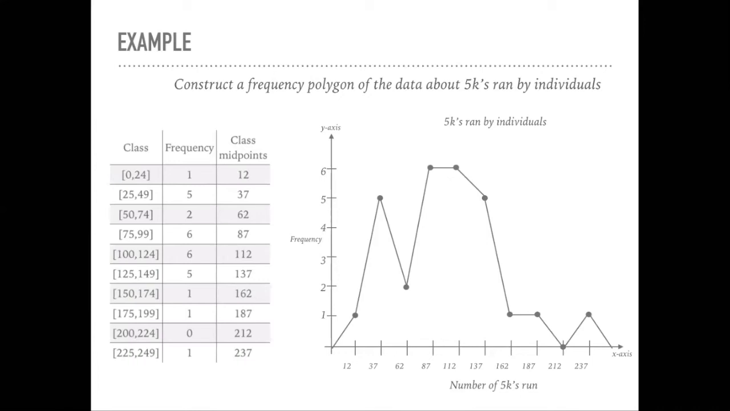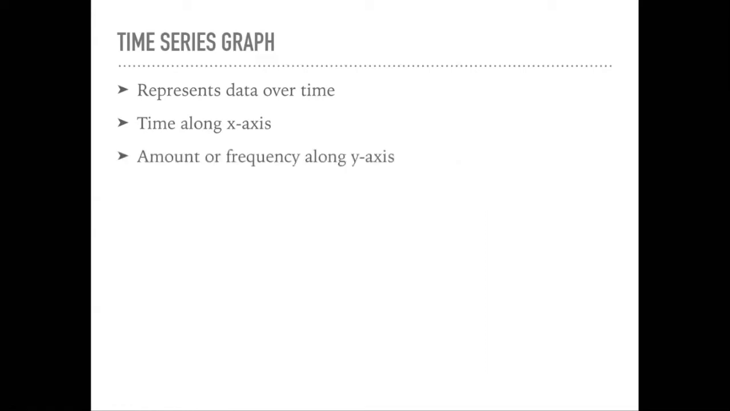Now, there are other types of data out there that we could talk about that would require different types of graphs. One such graph that's fairly commonly seen is the time series graph. A time series graph represents data over time. So you'd have time along your x-axis in whatever units your time is in. It could be in minutes or hours or days or months or years. And then along the y-axis, we're going to have an amount or a frequency.